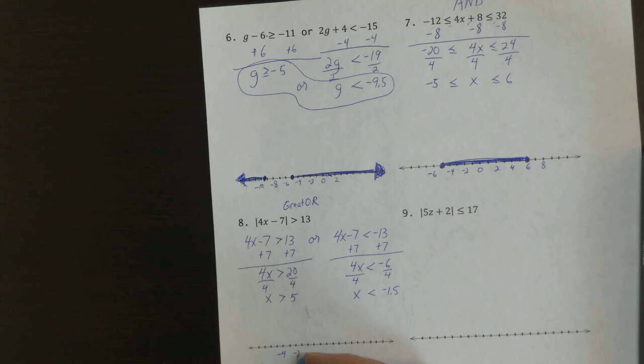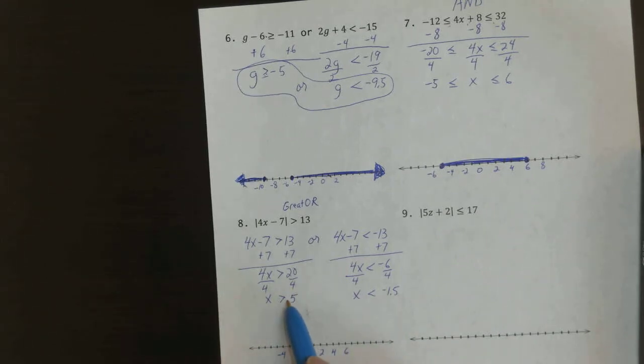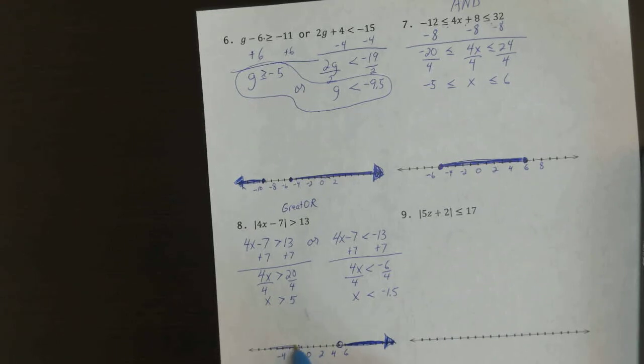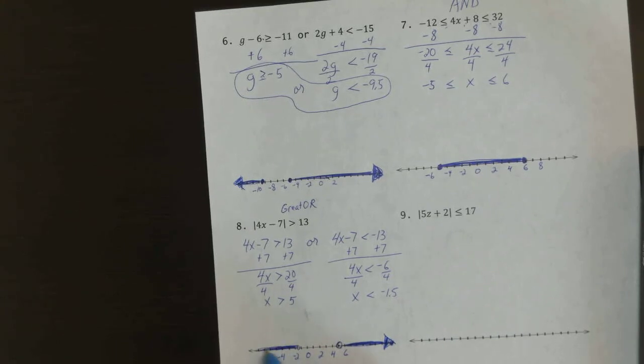Negative 4, negative 2, 0, 2, 4, 6. Now, x is greater than 5. 5 is right here. Open circle on 5, or, it's a heavy arrow to the right. X is less than negative 1.5. Well, here's negative 1, here's negative 2. I'm going to put an open circle right between negative 1 and negative 2. And heavy arrow to the left.